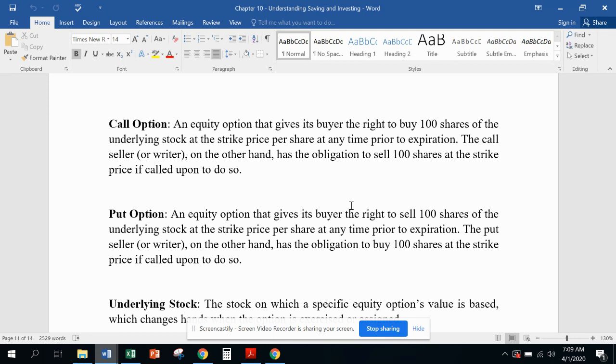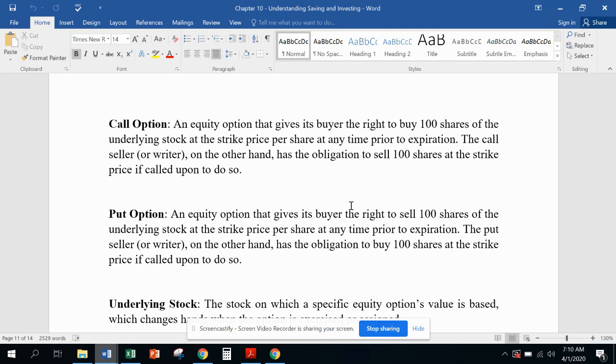A call option gives whoever bought the call option the right to buy 100 shares of the underlying security at a predetermined strike price. Okay, and when we purchase it, there's an expiration date. Now, the further away the expiration date, the more expensive the option is going to be because that's more time that the stock has to make its move.